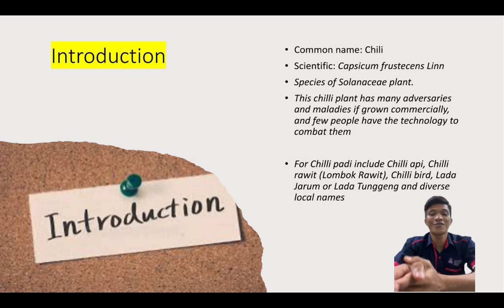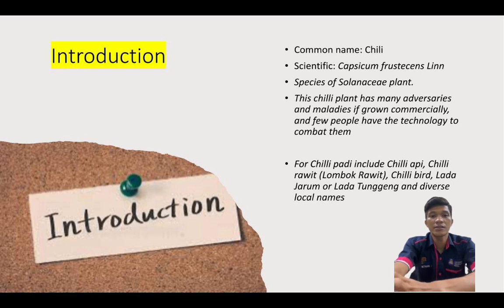Alright, firstly let's move to the introduction. Chili padi, scientific name Capsicum frutescens Linn., is a plant that gives flavor if cultivated commercially. The chili plant is susceptible to a variety of pests and diseases, but there is currently no technology available to combat viral and bacterial infection.